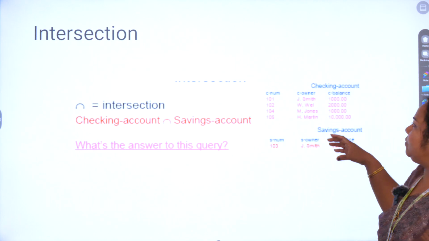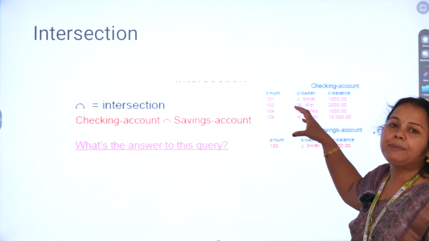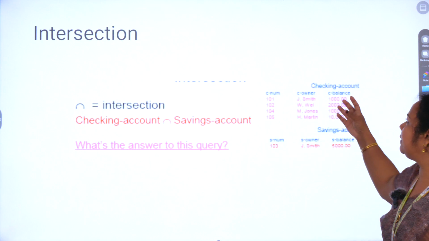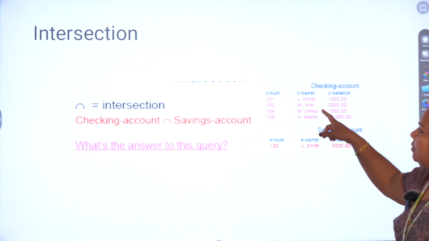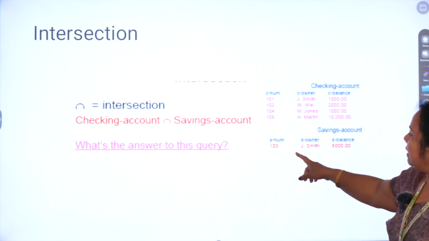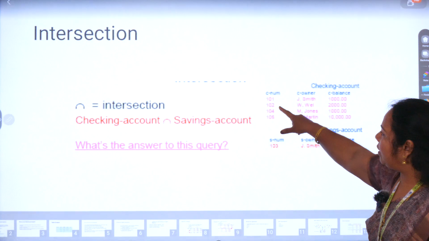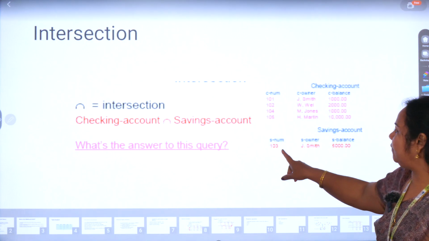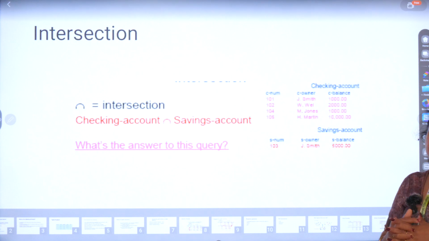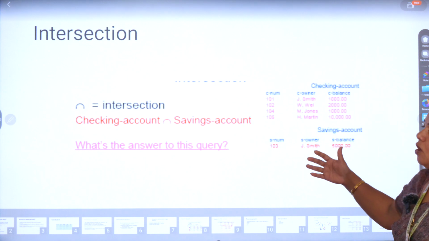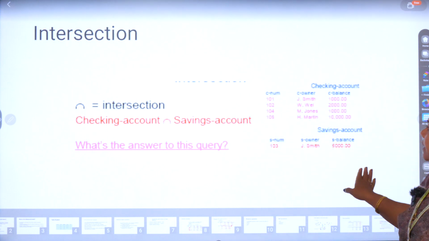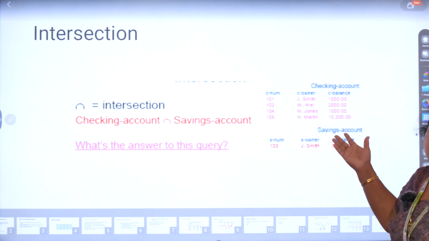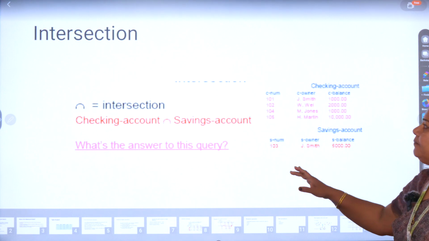Intersection is nothing but taking the common tuples from the relations. Here we have the checking account and saving account relations. Look at here, there are 4 tuples, 101, 102, 104, 105, and here only one tuple, 103. What is the meaning of intersection? Intersection means we take the common elements from both relations. Here there are no common elements. So what will be the answer for this query? The answer is that these two relations are disjoint, that is the null set.